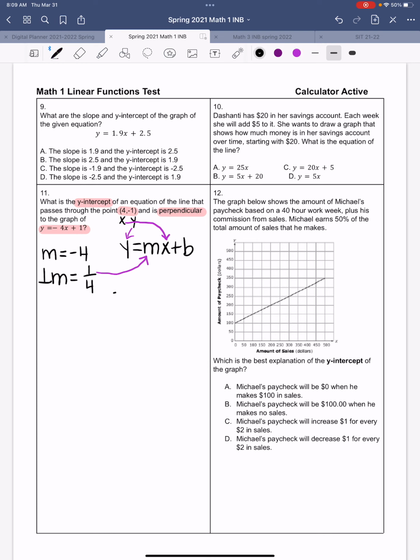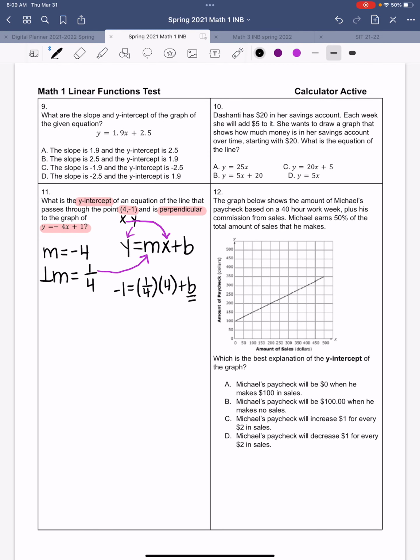So my y is -1, my perpendicular slope is 1/4, my x is 4, and we're going to solve for b. That's what we're trying to find, that y-intercept. So we have 1/4 times 4 is 4, divided by 4 is going to be 1. So that's going to be plus b. Now we need to solve for b, so we're going to subtract 1, and -1 minus 1 is going to give me -2. So my answer here would have been -2.